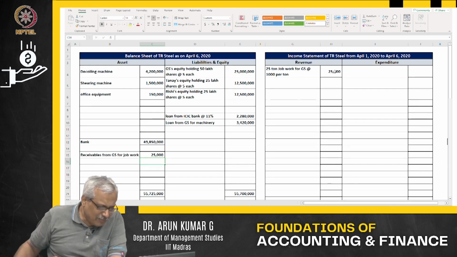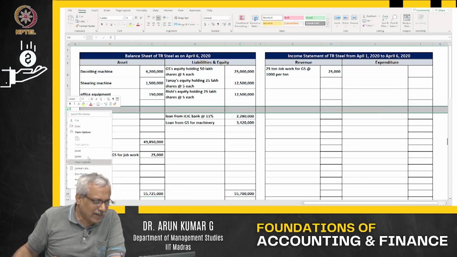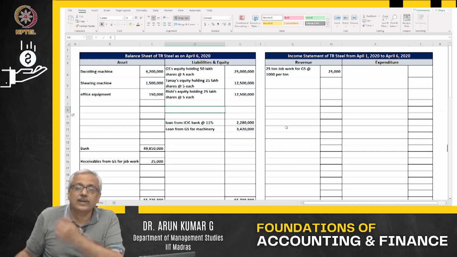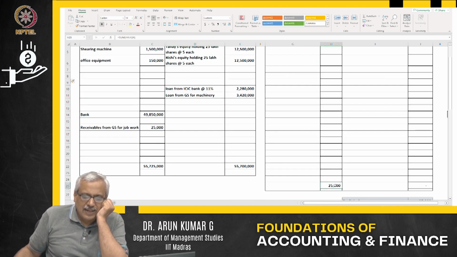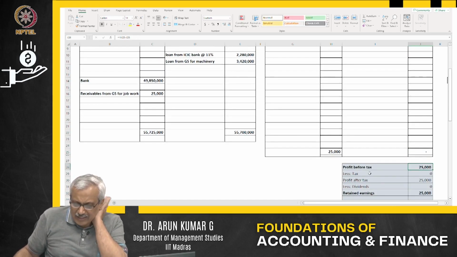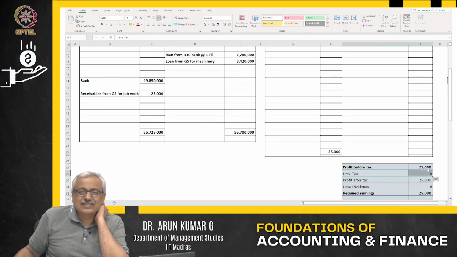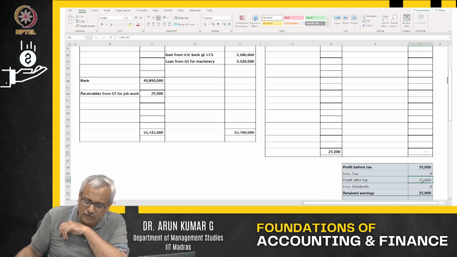Now you might argue, sir, the balance sheet does not balance. Certainly yes, the balance sheet does not balance. We will come back to why. Now in this particular case, there is a total revenue. There is an expenditure, 0. Revenue minus expenditure is what? Profit. On the profit, you pay tax. As of now, let's keep tax as 0. Profit after tax is what? Because tax is 0, the profit after tax is the same.